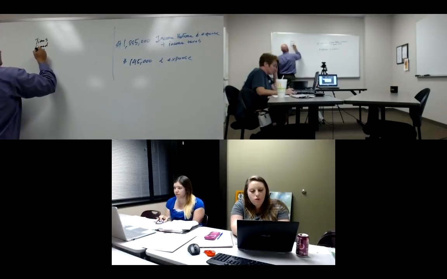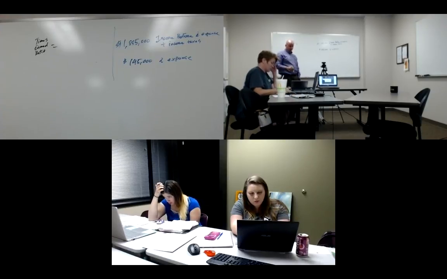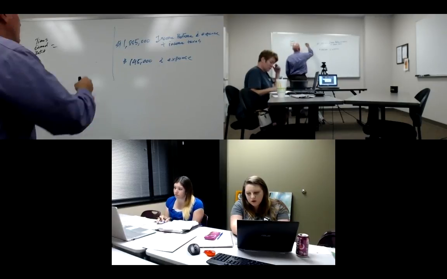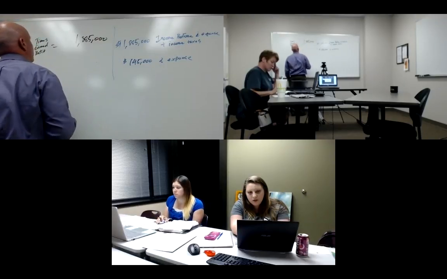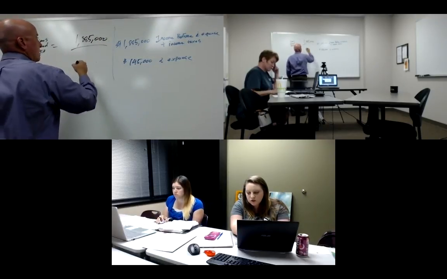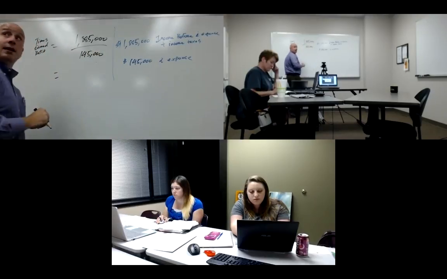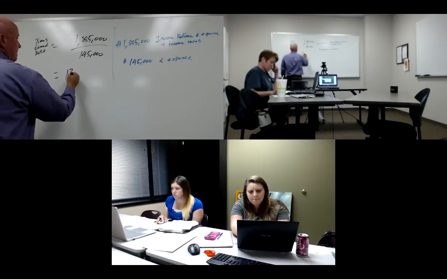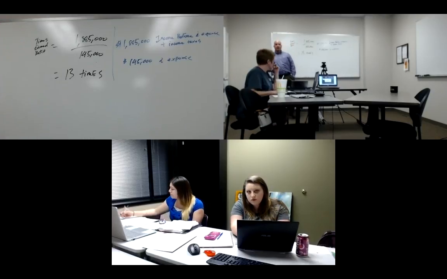How do I solve for the times earned ratio? It's the income before interest and income taxes, which is the $1,885,000. And then divide that by the interest expense, which is the $145,000. And what do you get? 13. Not percent, it's a ratio, 13 times.